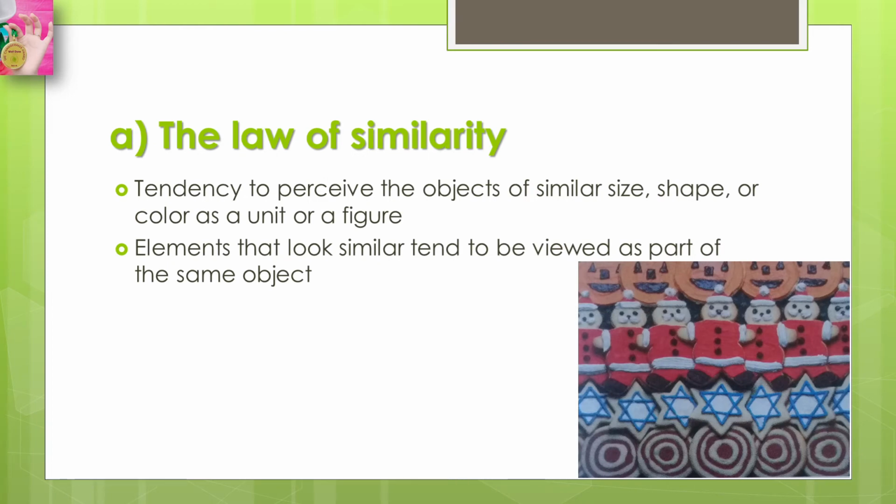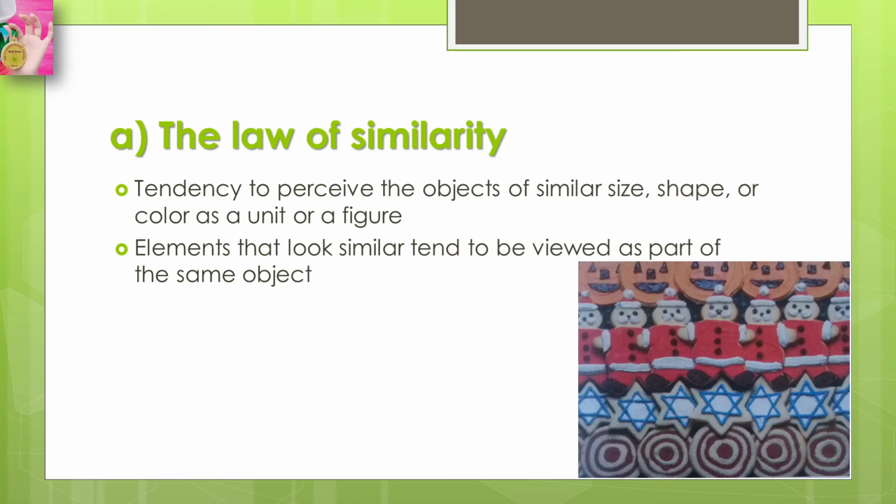The Gestalt psychologists formulated several basic principles of perceptual organization. We tend to follow these principles in grouping elements together to arrive at the perception of shapes, forms, and figures. So the law of similarity is the tendency to perceive objects of similar size, shape, or color as a unit or a figure. So you perceive 4 horizontal rows of holiday cookies rather than 6 vertical columns of cookies in this picture.